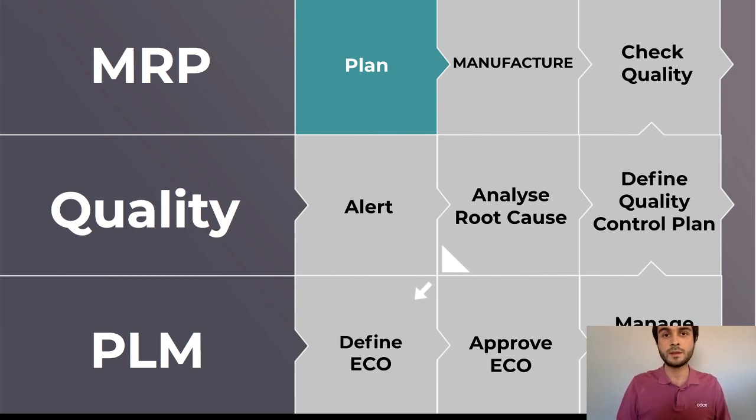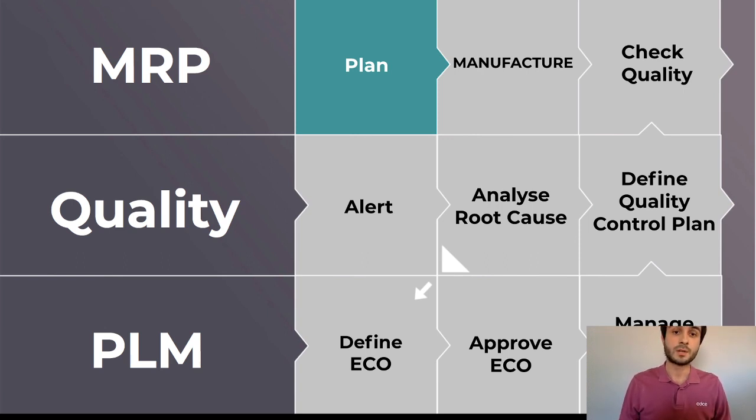We'll check the quality of those goods during manufacture. There might be a quality alert because of something not complying to the way we wanted to make that specific component. We'll start a root cause analysis. Based on that root cause analysis of why that problem arose, we'll go through an engineering change order.